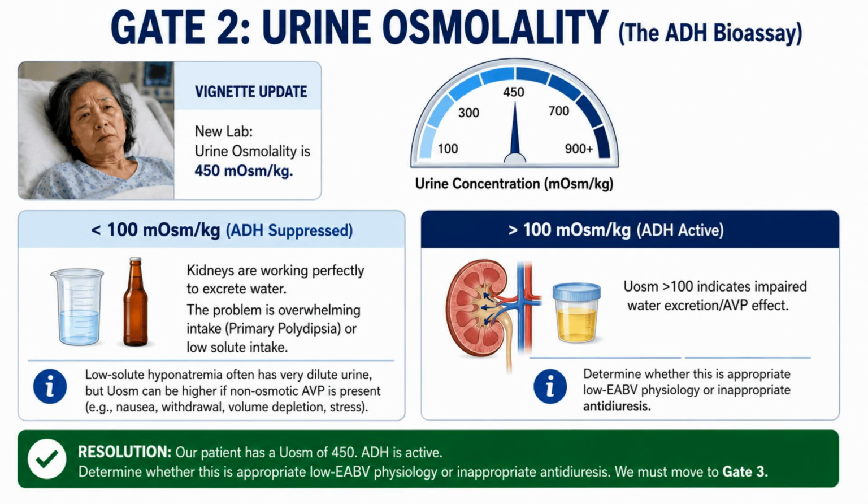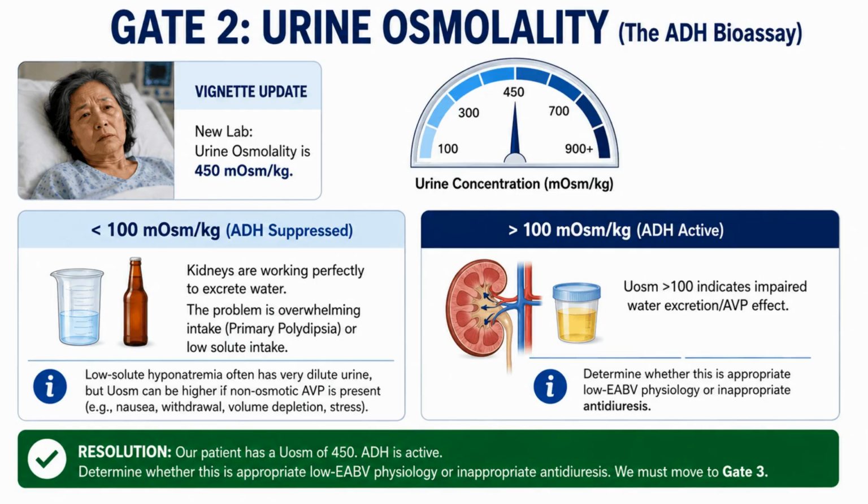Question: is AVP active? Yes. A urine osmolality above 100 milliosmoles per kilogram tells us the urine is not maximally dilute. In hypotonic hyponatremia, that means there is an antidiuretic effect. If urine osmolality were below 100 milliosmoles per kilogram, the kidney would be doing what it should, excreting dilute urine. Then the problem would usually be overwhelming water intake, low solute intake, or both.